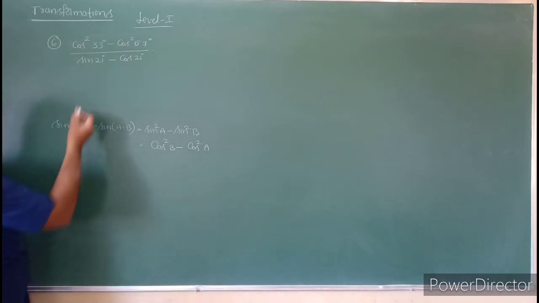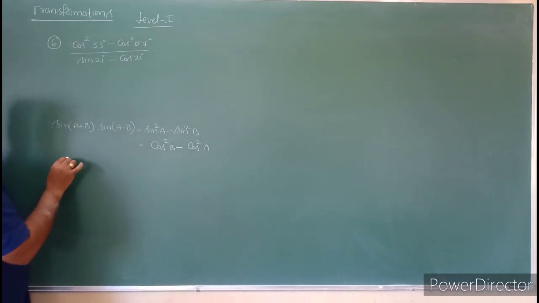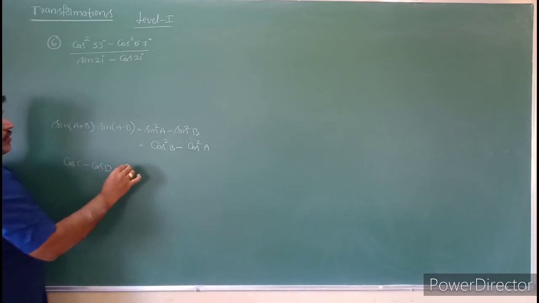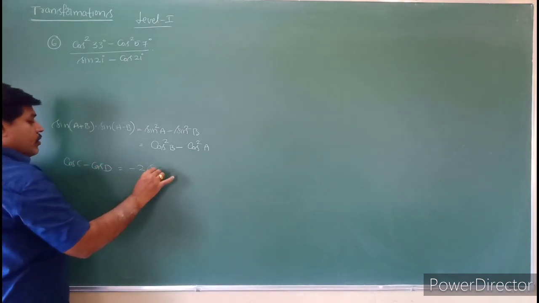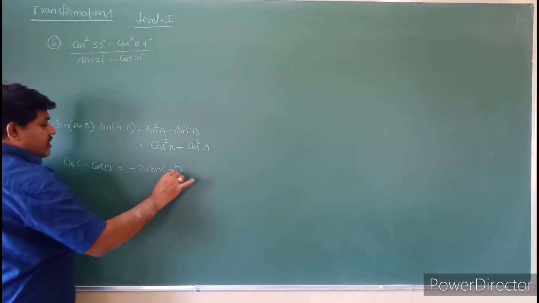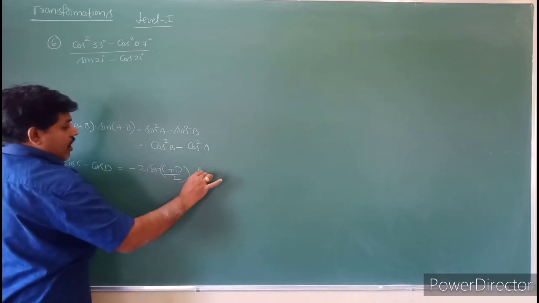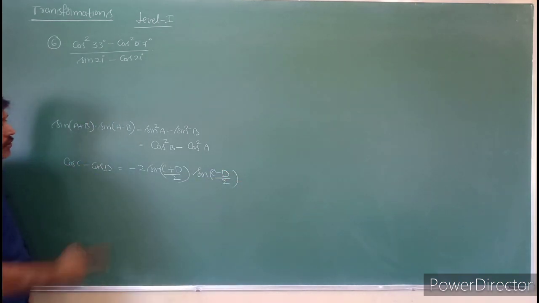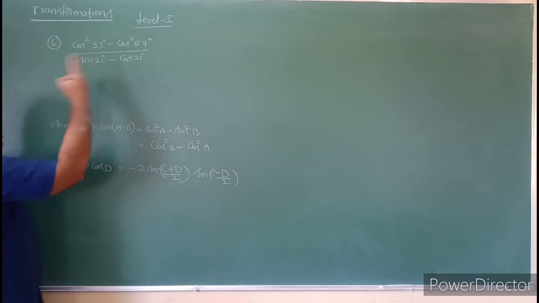Okay. And also this is a formula you already know, that I am going to use. Cos C minus cos D formula is minus 2 into sin of (C plus D) by 2 into sin of (C minus D) by 2. These two formulas I am going to use for this question.